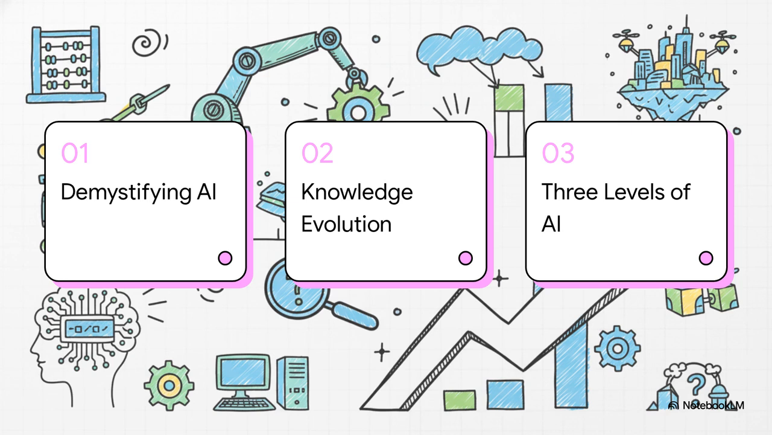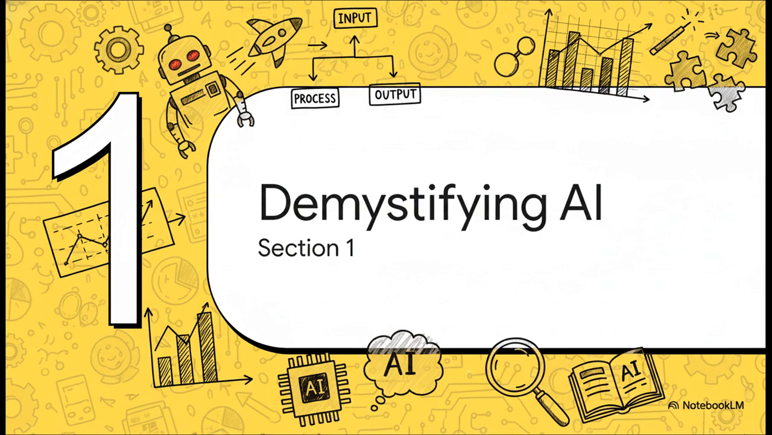First, we'll be demystifying artificial intelligence. Then we'll look at the evolution of knowledge transfer. And finally, we'll break down the three distinct levels of AI. All right, let's kick things off with Section 1, Demystifying Artificial Intelligence.